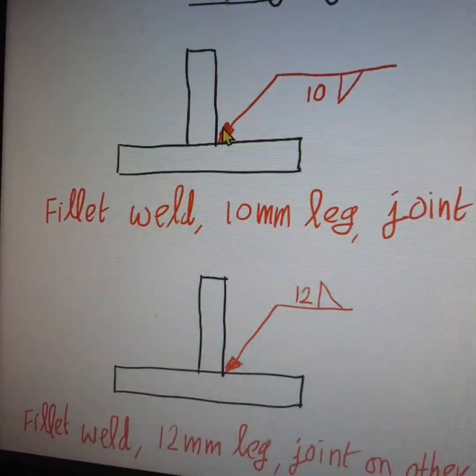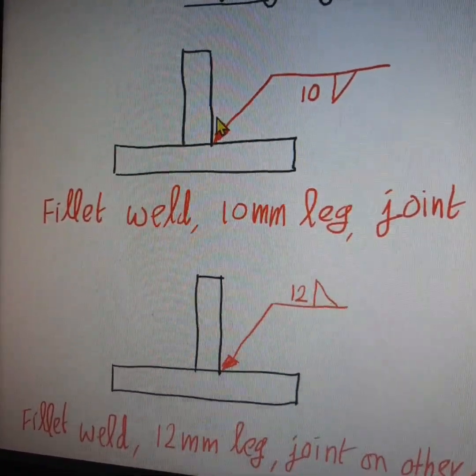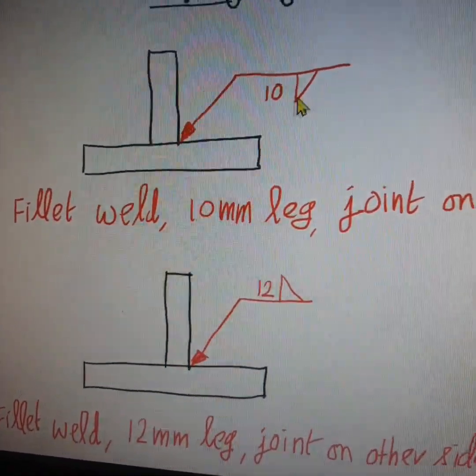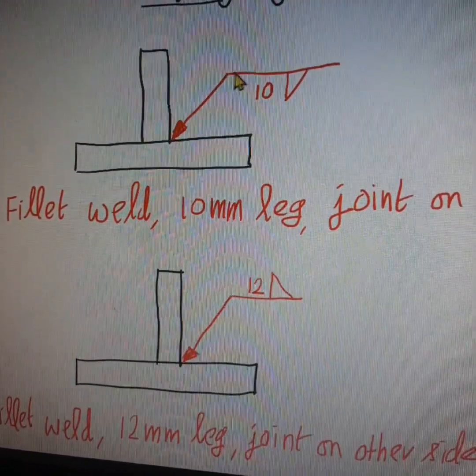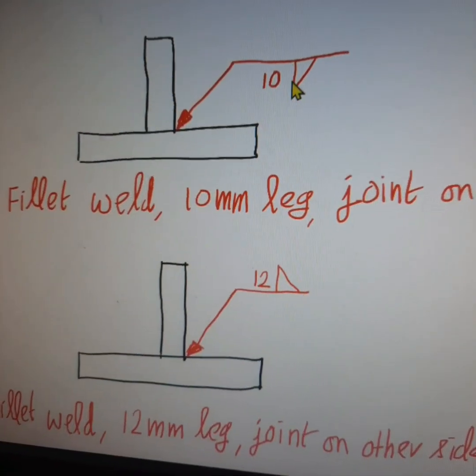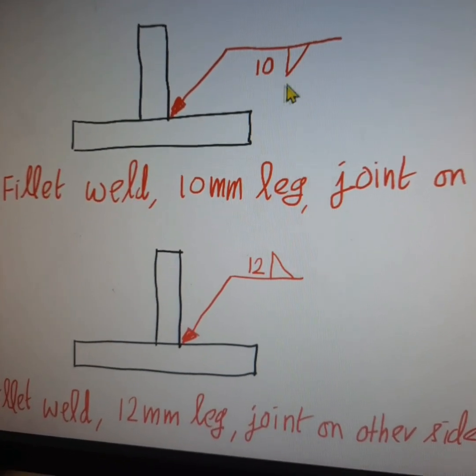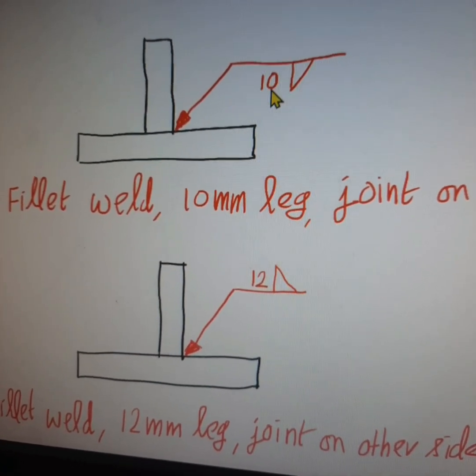So whenever you want to do the welding on the same side as the arrow, the symbol should be drawn below the horizontal line. This is the symbol for a fillet weld, a right angle triangle, and this is the size of the weld. 10 is the size of the weld.